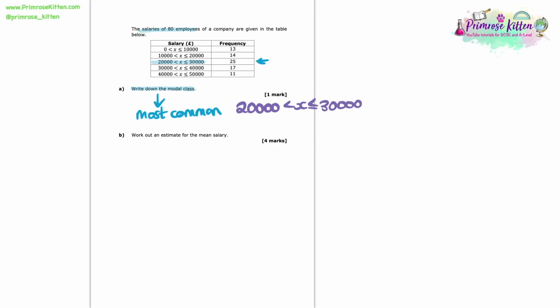And make sure that you write that whole interval. We don't just write 25 or anything, that isn't what they want. They want that interval of salaries.